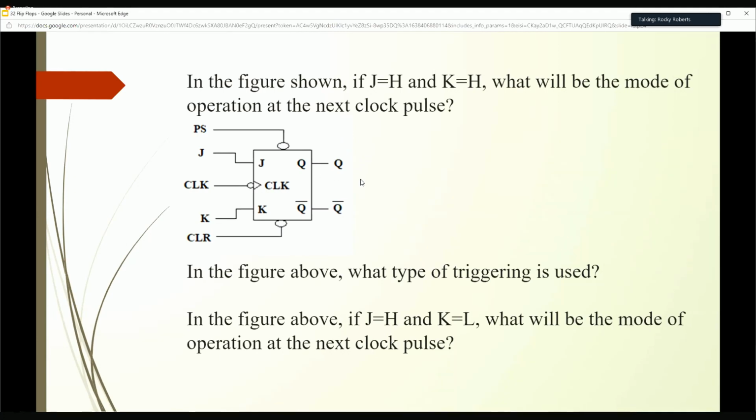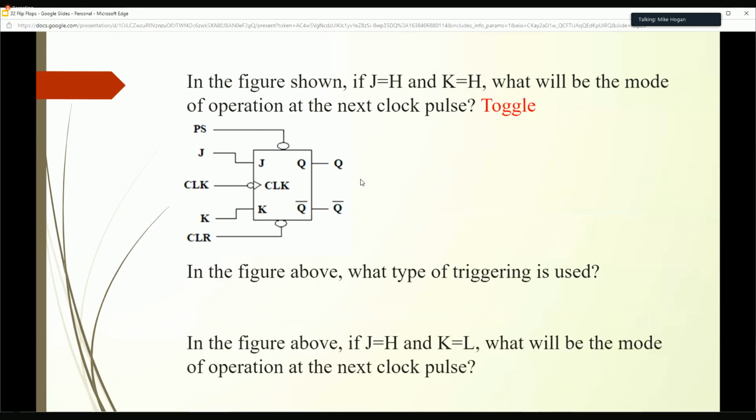Opposite. It's going to be the opposite. It's going to toggle. Very good. And so it's going to change. If it was a 1 before, it's going to change to a 0. If it was a 0 before, it's going to change to a 1. So absolutely, it's going to toggle.